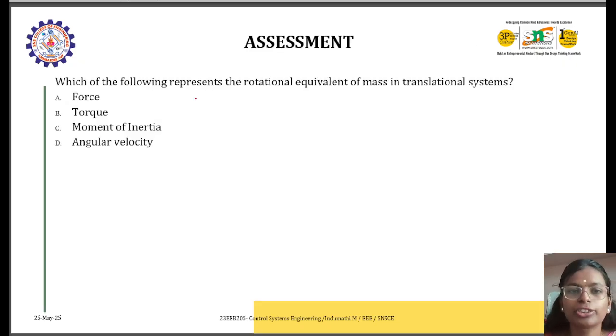So here is a question: which of the following represents the rotational equivalent of mass in translational systems? Force, torque, moment of inertia, or angular velocity? Which represents the rotational equivalent of mass? It's moment of inertia.